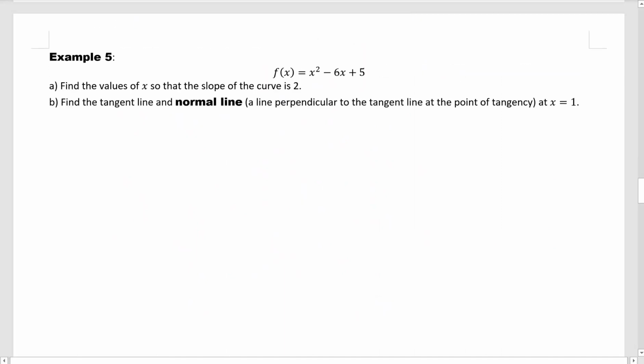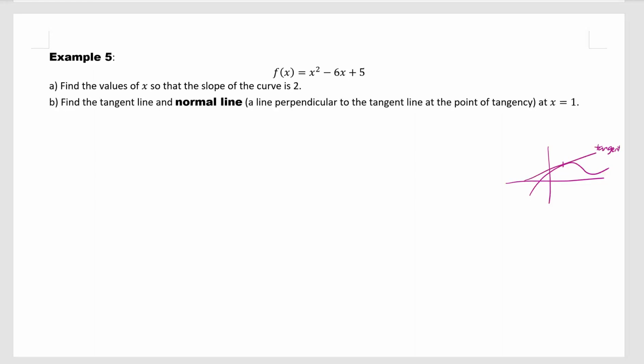Next, for this problem, part A, we want to find the x value such that the derivative, the slope, is 2. Part B, find the tangent line and normal line. What is a normal line? The normal line is a line that's perpendicular to the tangent line at the point of tangency. If you have a function and that is the tangent line, then this guy will be the normal line. What's the slope of the normal line?